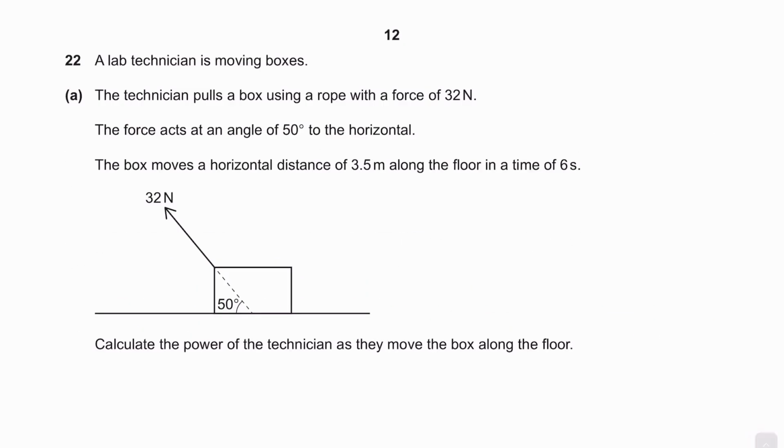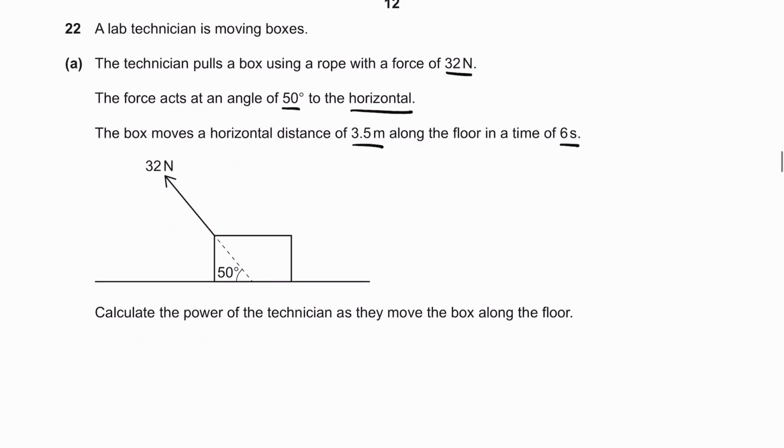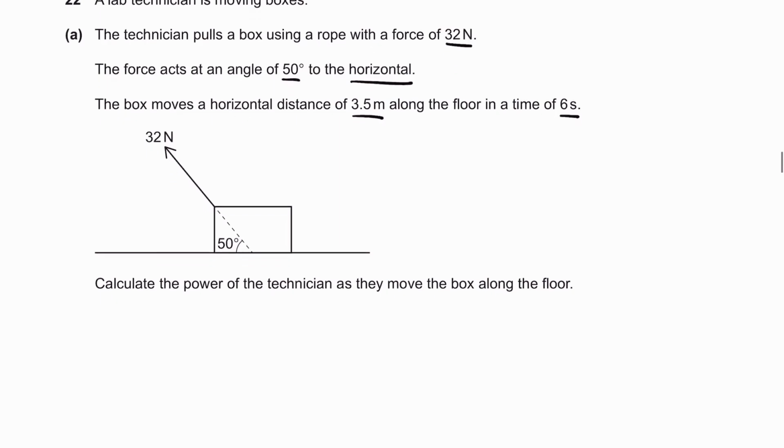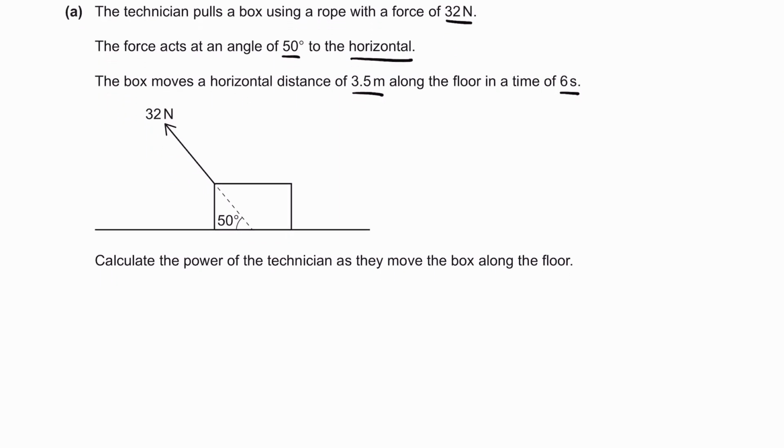Question 22. A lab technician is moving boxes. The technician pulls a box using a rope with a force of 32 newtons. The force acts at an angle of 50 degrees to the horizontal, and the box moves a horizontal distance of 3.5 meters along the floor in 6 seconds. Calculate the power of the technician as they move the box along the floor.